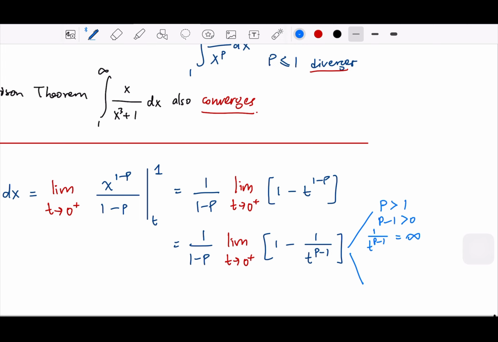Because t is 0, okay? So if you imagine p is a positive number and t is 0, then 1 over 0 is infinity, right? Okay, so that's the first.